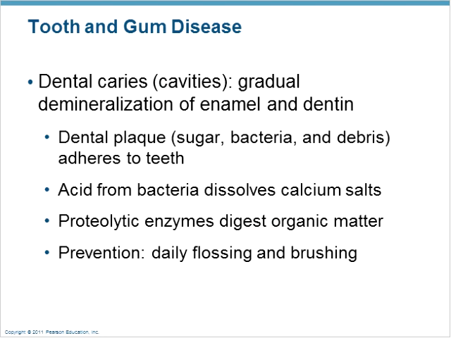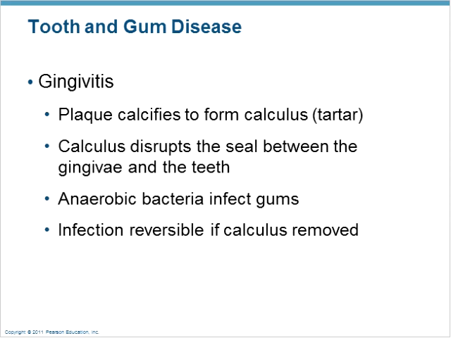We talk about tooth and gum disease. We have to talk about dental caries, or cavities, which is really a breakdown of the enamel and the dentin of a tooth. Dental plaque, sugar, bacteria, and debris adhere to the teeth, and the acid from the bacteria dissolves those calcium salts. They have proteolytic enzymes which digest the organic matter, and the way to prevent that is obviously daily flossing and brushing.